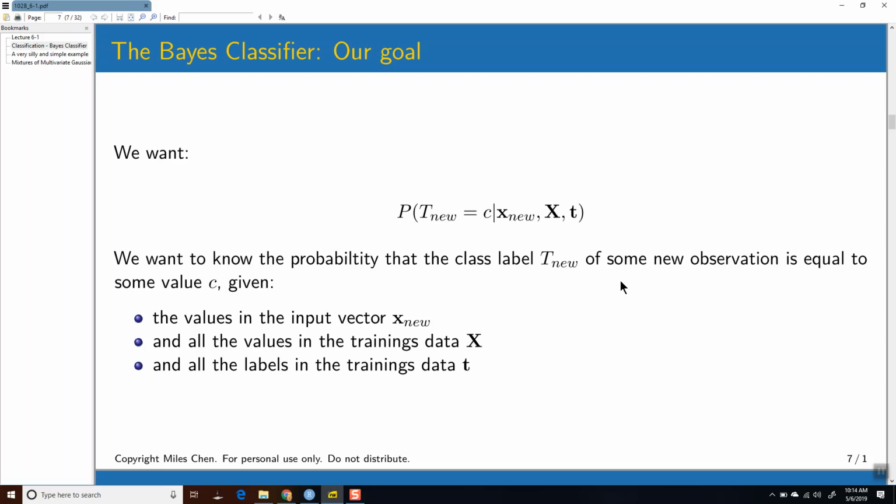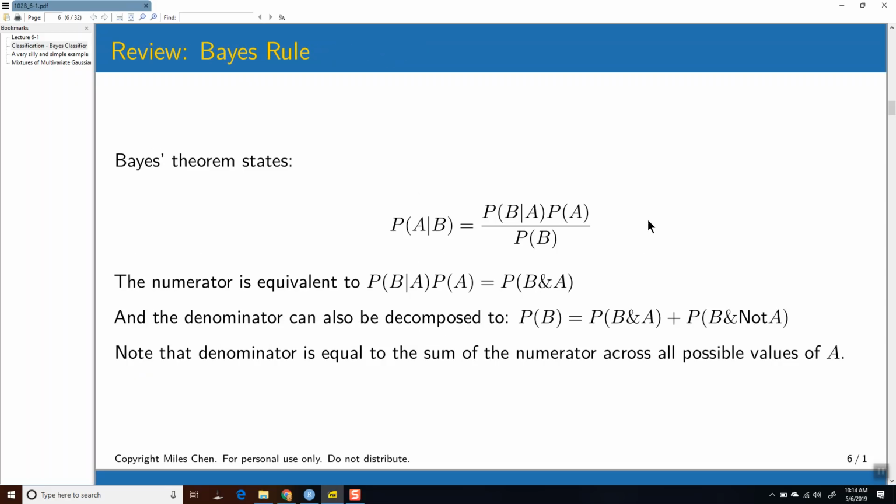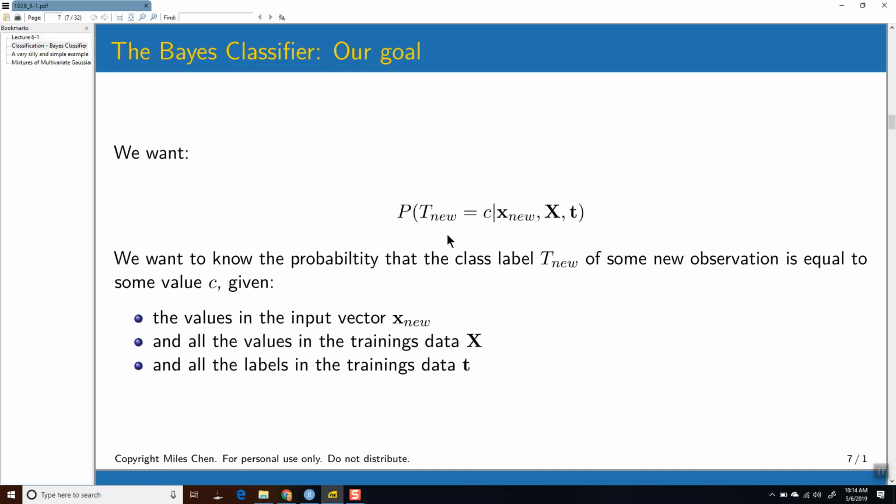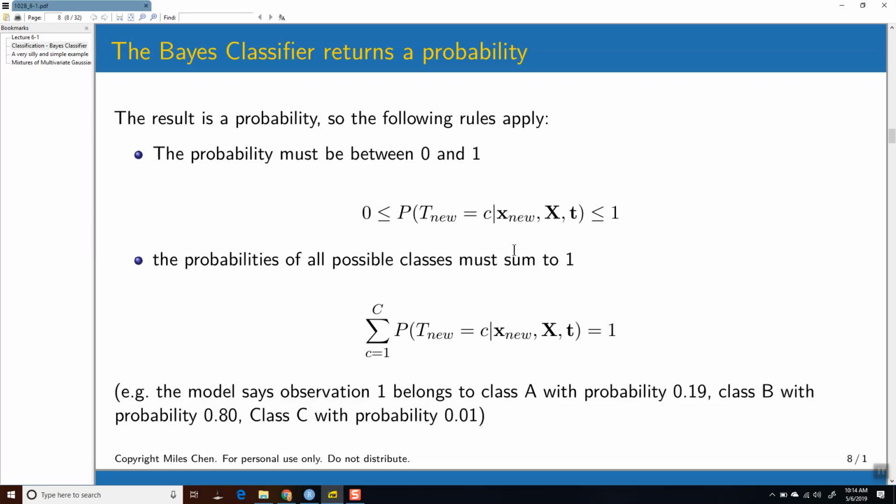We're basically going to just apply Bayes' rule here. This is the part we want, the A given B. We can think of this as the probability of A given B, which is the probability of B given A times the probability of A, divided by the probability of B. But before we do that, just keep in mind this is still a probability, so all of your probability rules apply, meaning that this thing has to be between 0 and 1. And if we look at the probabilities of all possible classes, they have to add up to 1, right?